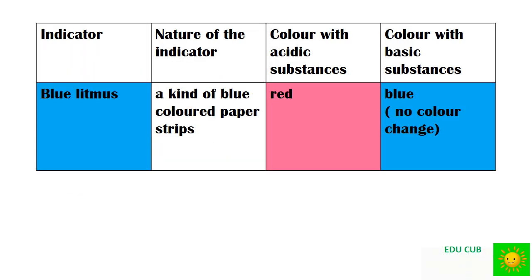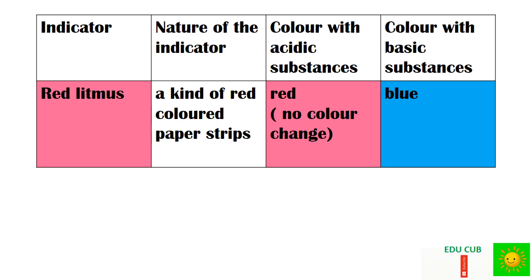Let's see the changes of indicators with acids and bases. I have tabulated the changes with each indicator. The columns are indicator, the nature of the indicator, color with the acidic substances, color with the basic substances. Blue litmus, we have already seen that it's a kind of blue colored paper strip. With acid it turns into red, with bases no color change. Red litmus, it's a kind of red colored paper strip. With acids no color change, with bases it turns into blue.